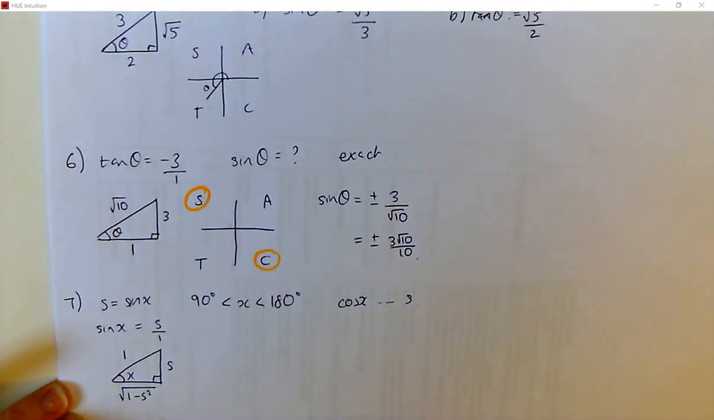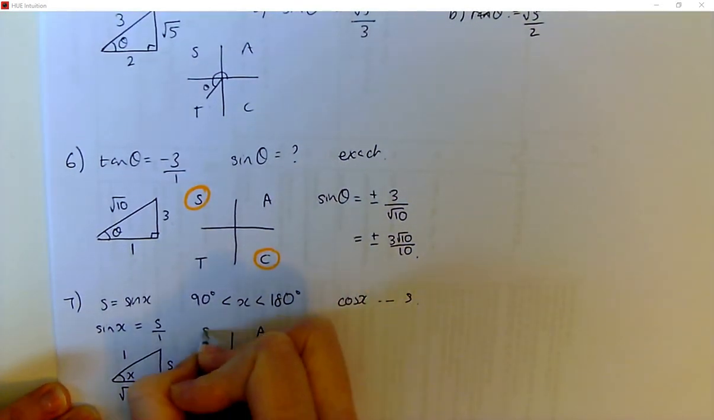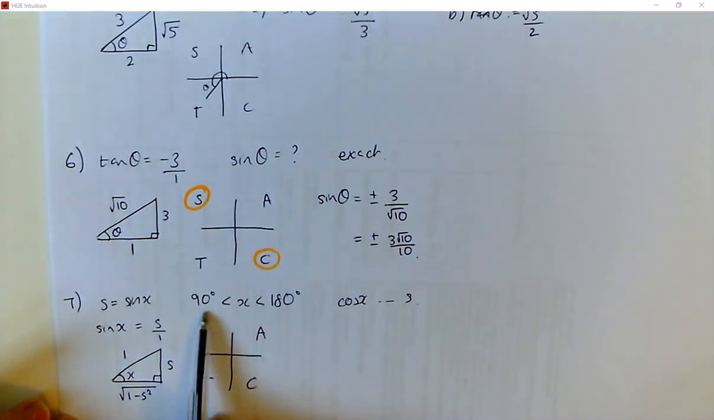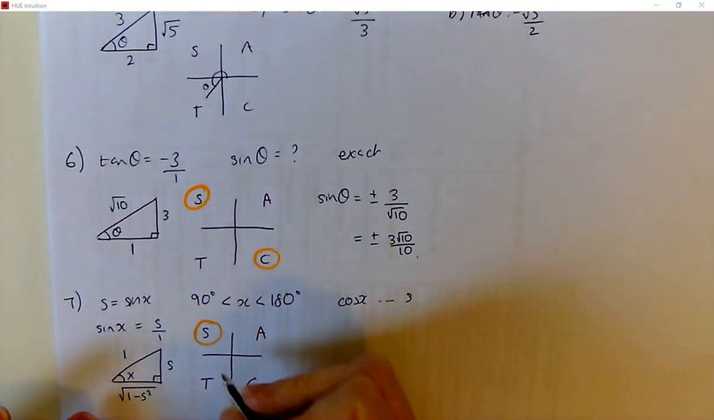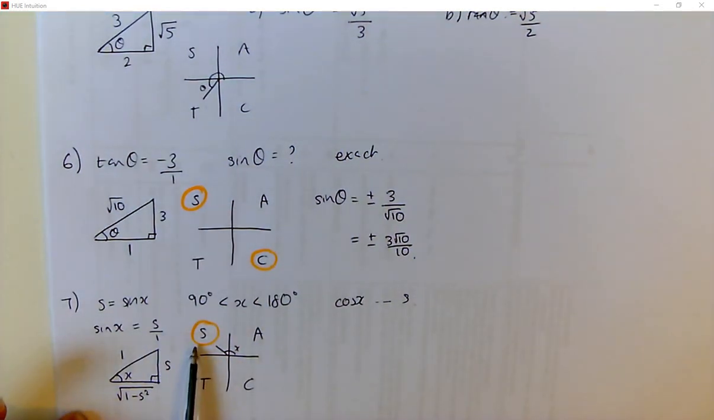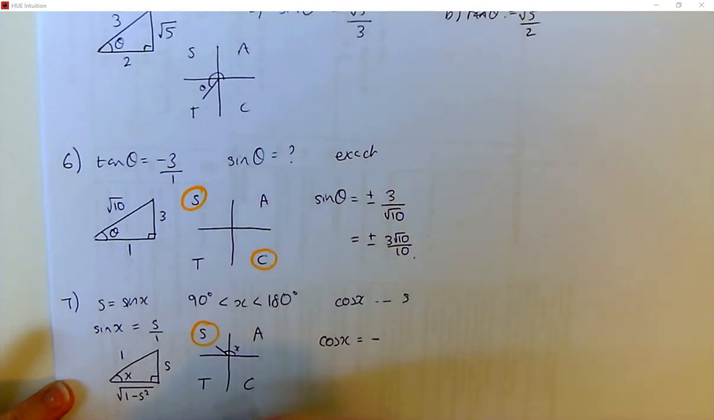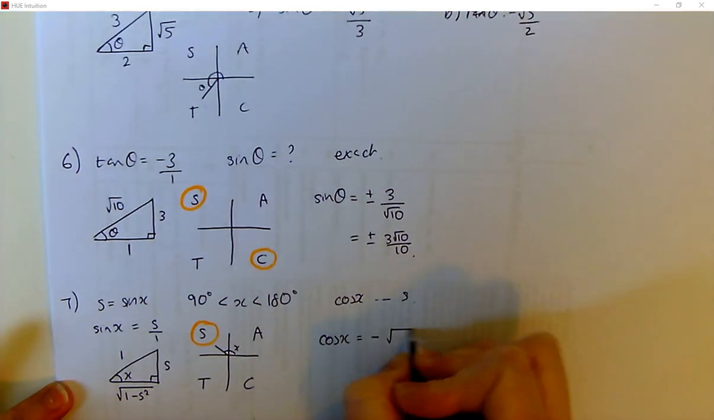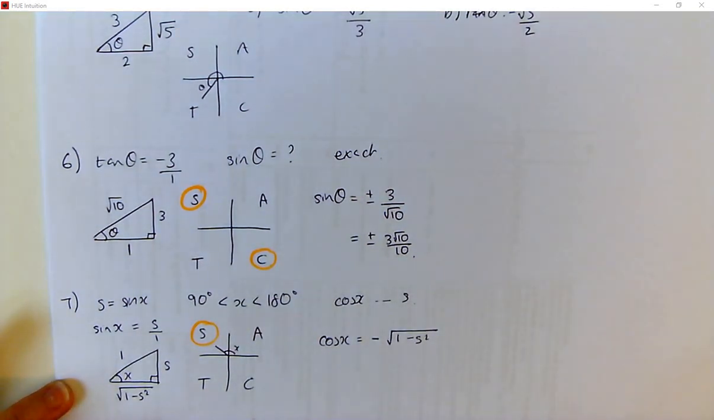Okay, right, so I'm also going to draw myself a CAST diagram, and we're looking in the region from 90 to 180, so that means we're looking in here, aren't we? Alright, if you imagine your angle x is going there. So we know that sine is positive, but we also know in this quadrant cos is negative. So that means cos has got to be minus, and then it's adjacent over hypotenuse. So the adjacent is the square root of 1 minus s squared, over the hypotenuse is 1, so that's it.